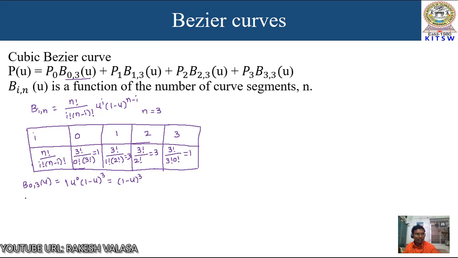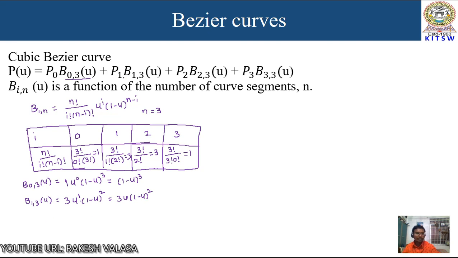The second one is B1 comma 3. B1 comma 3 of u equal to n factorial by i factorial into n minus i factorial, that value is 3. 3 into u power 1 into 1 minus u power n minus i, 3 minus 1, 2. So the answer is 3u into 1 minus u whole square.